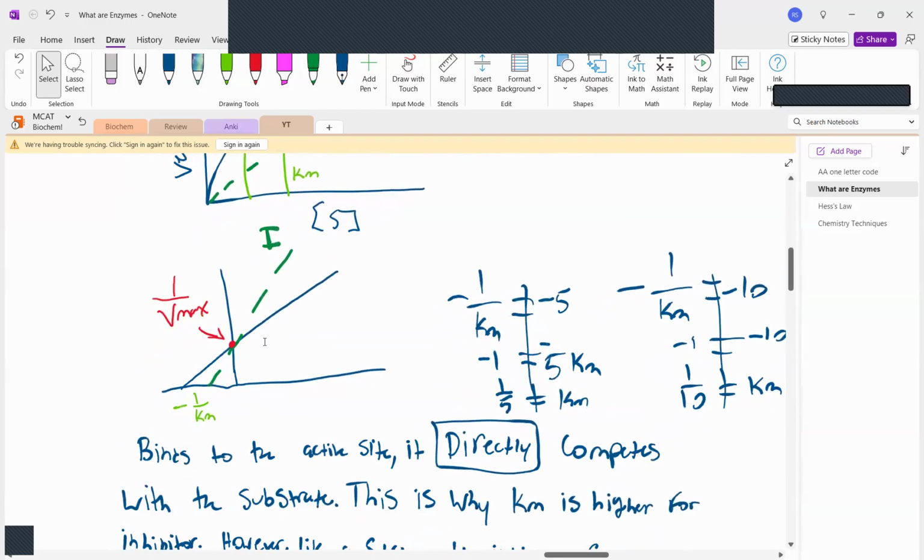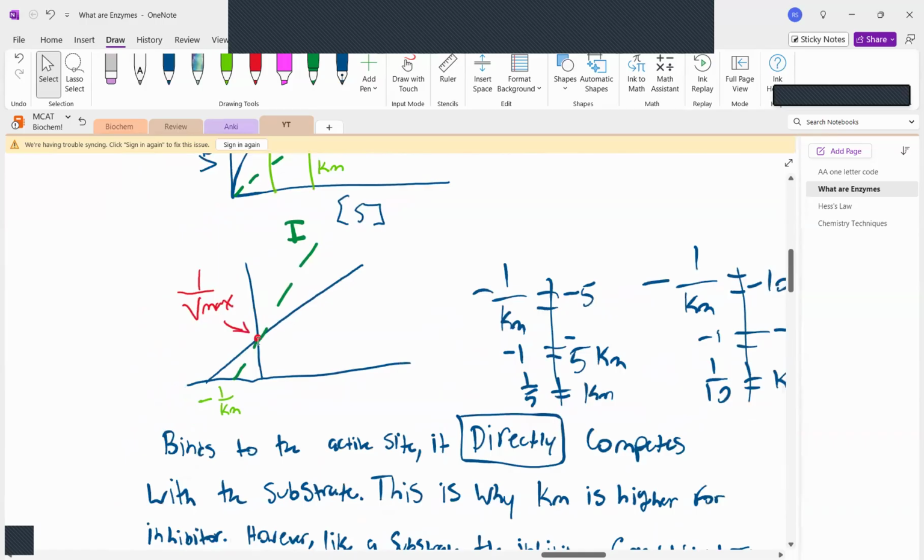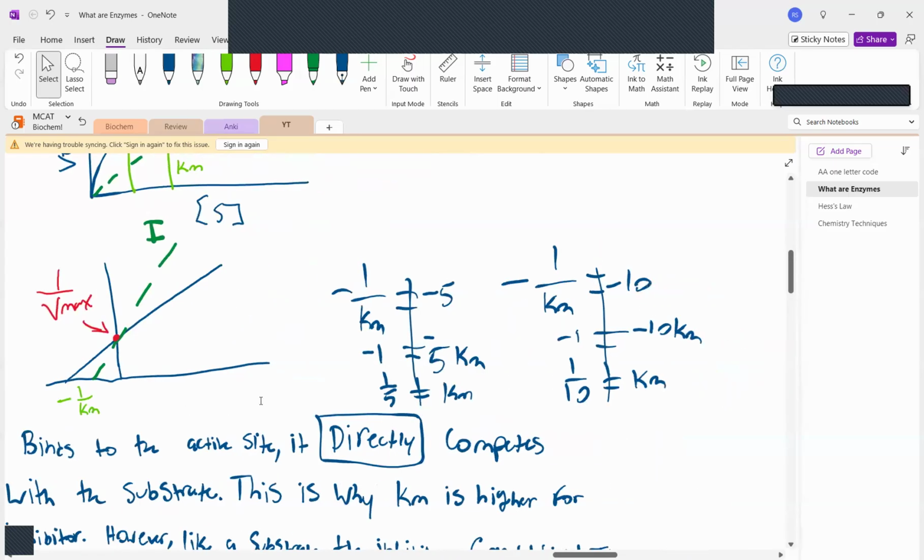Whereas with the Lineweaver-Burk, same thing. You can see that the y-intercept, or the Vmax, is the same. And then their Kms are different. So that's what I was talking about over here, with the -5 as the x-intercept versus the -10 as the x-intercept.